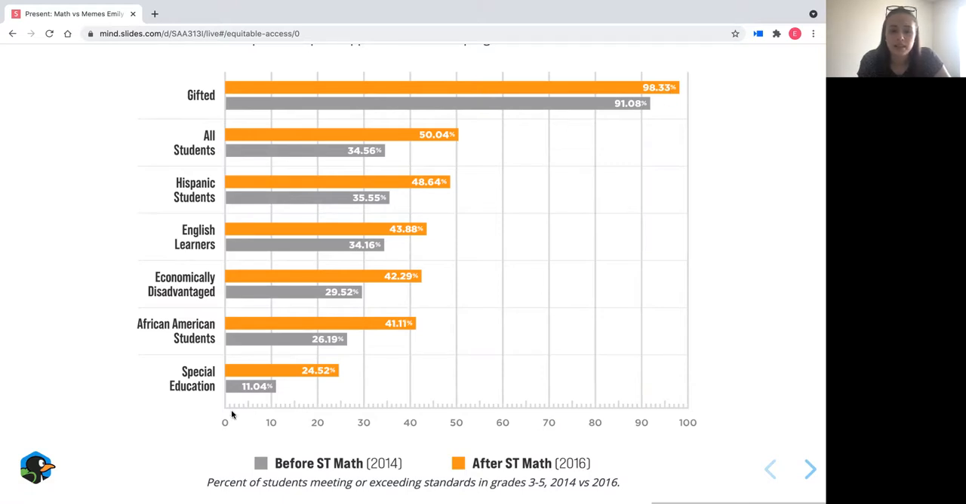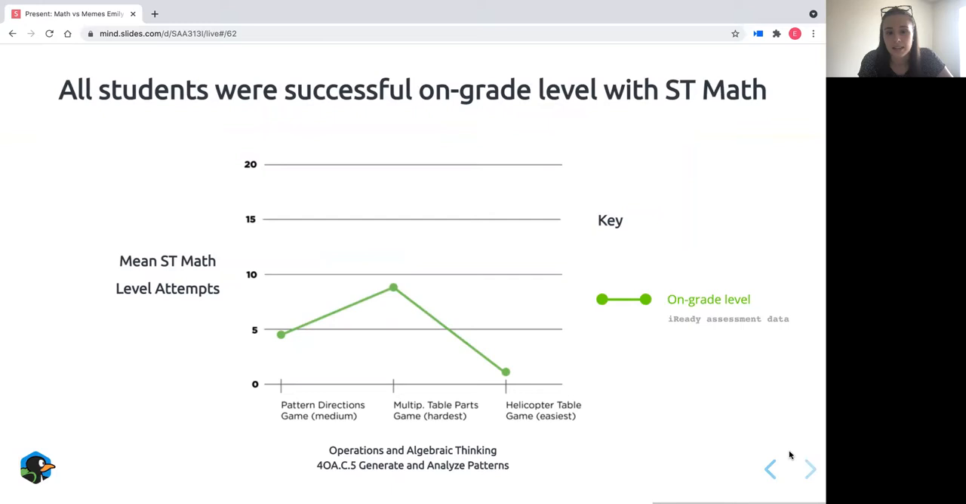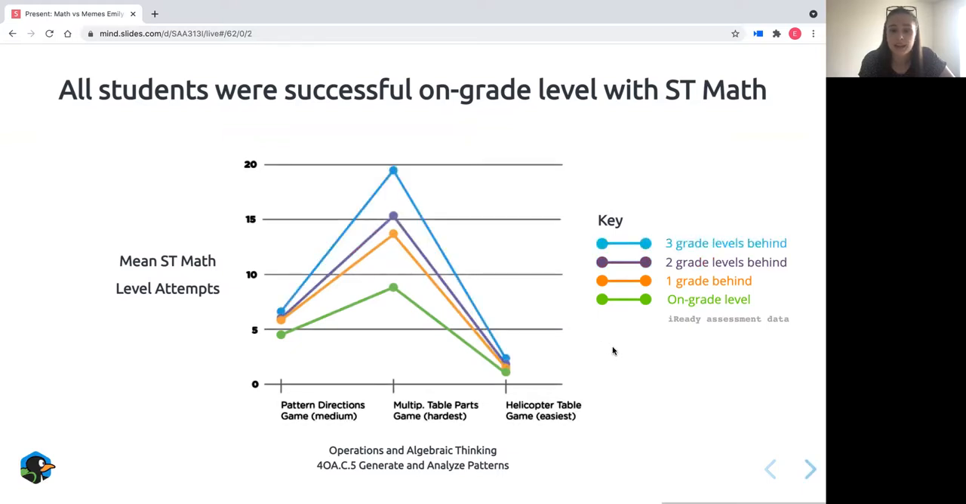And we see this for special education. They over doubled their outcome on ST Math in terms of not having language and other barriers to math. Additionally, we're able to keep all students on grade level with ST Math. You'll see here, even if a student was 1 year behind, 2 years behind, or 3 years behind, the difference is time. They just needed more time to get through the curriculum. And by starting games from a place of a concept that they understand and adding that connection, we're able to build that understanding in mathematics.